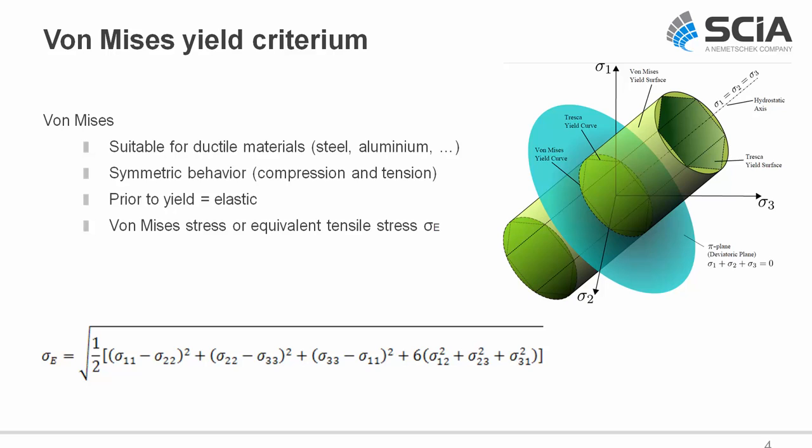On the bottom of the slide, of course, you can see the formulation of the von Mises comparison stress in a general 3D stress state, meaning that you have stresses, of course, in 3D or in 3 directions.